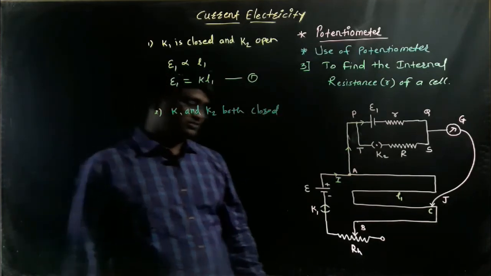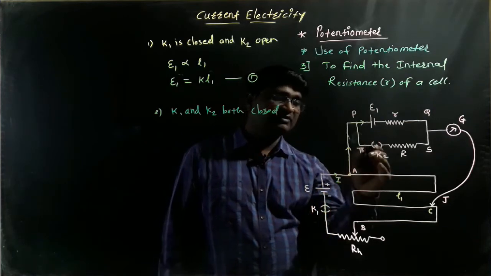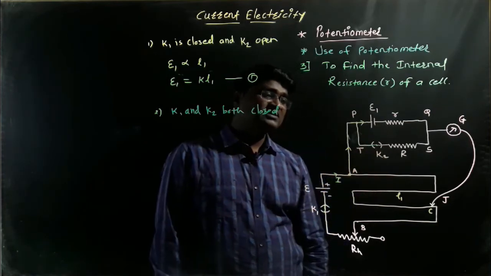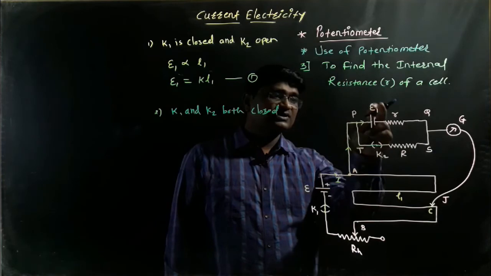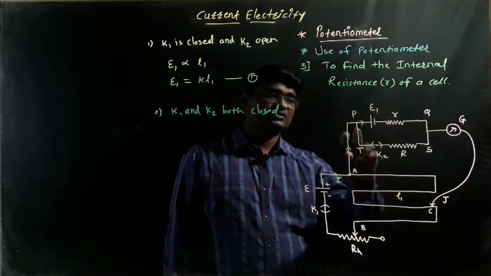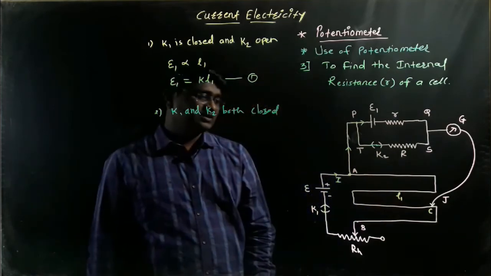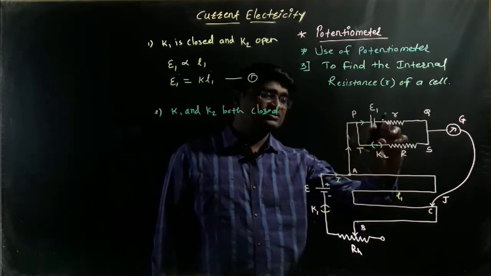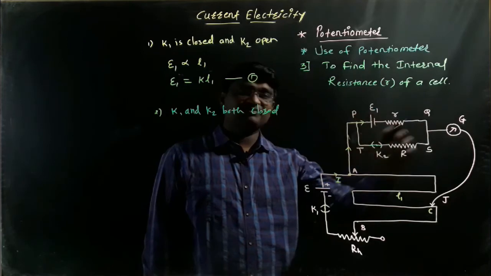Okay, both keys are closed. So what happened? Keys K1 and K2 will be closed, so both circuits will be closed. It means that electric current is also passing through the cell epsilon 1 and the resistance box through the galvanometer, right? Now, what happens when the total electric current passes through the complete circuit?